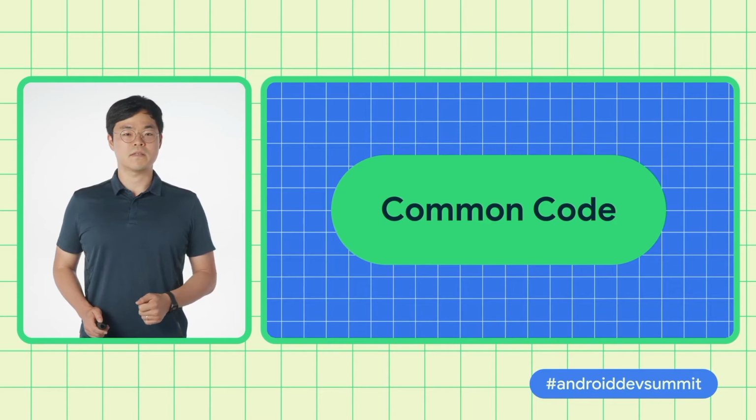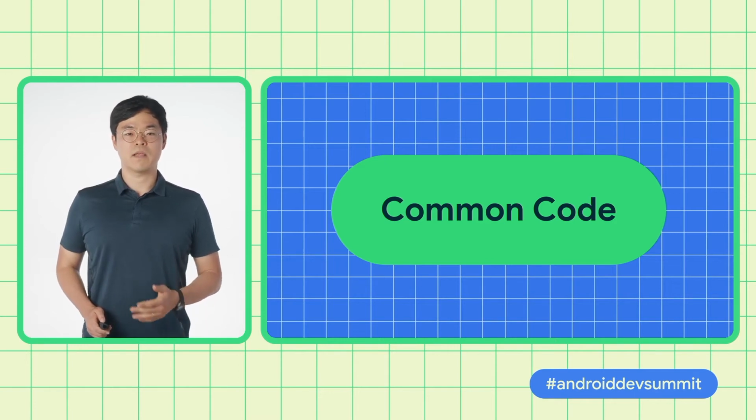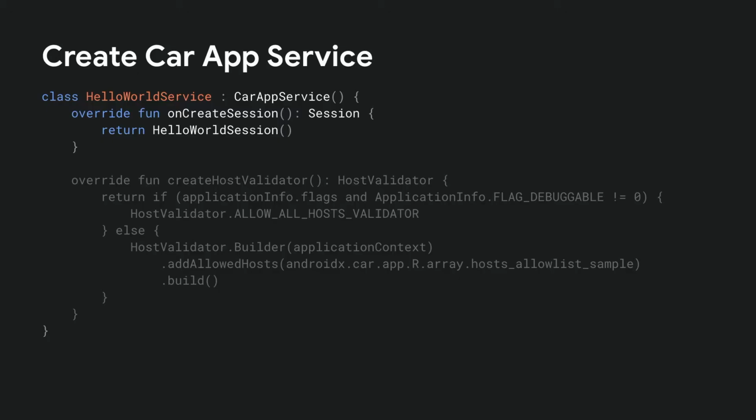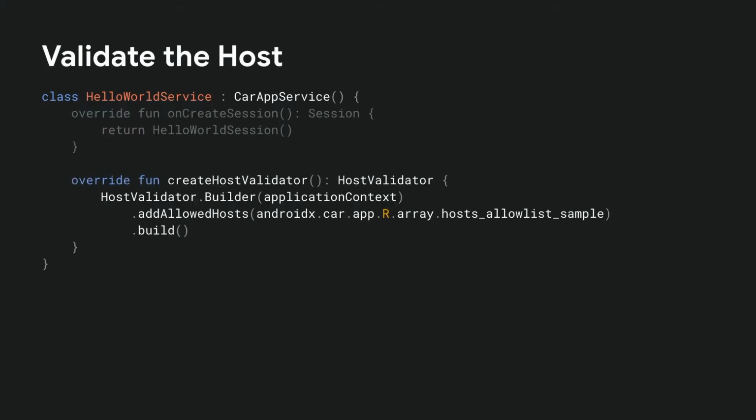After setting the dependencies, we can write the main car app logic that works in both Android Auto and Automotive OS. First, we create our car app service class. This class is the main bridge of communication between our app and the host. In onCreateSession method, we return a Hello World session object, which we will go over soon. In our service, we also create a host validator to check if the host that binds to our service can be trusted. We use the default host whitelist here, but you can add new hosts if needed.